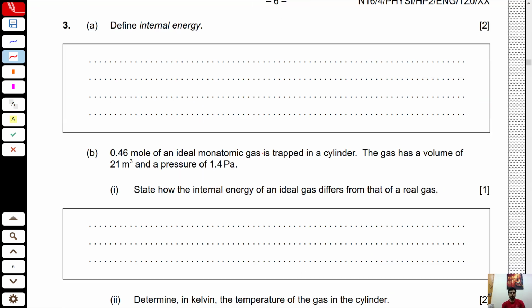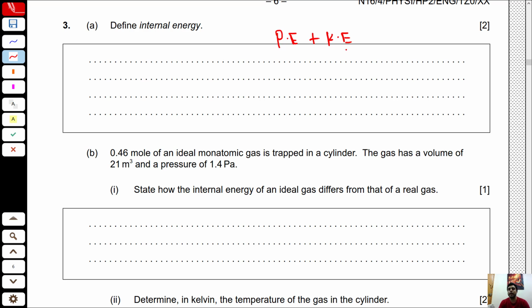Define internal energy. Question number 3. The internal energy is defined as the sum of the microscopic potential and kinetic energy of the particles. So potential energies of the particles and kinetic energy of the particles. So it is not for the bulk solid body. It is the sum of the microscopic kinetic and potential energies of the particles of the body.